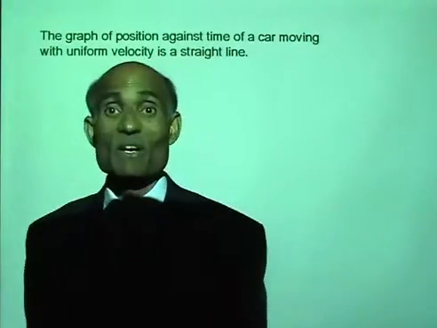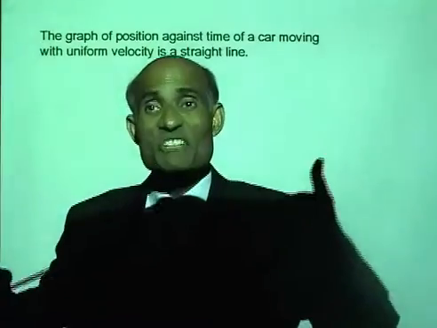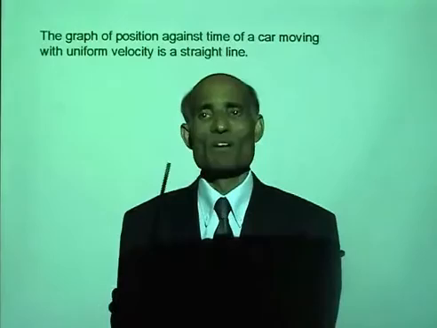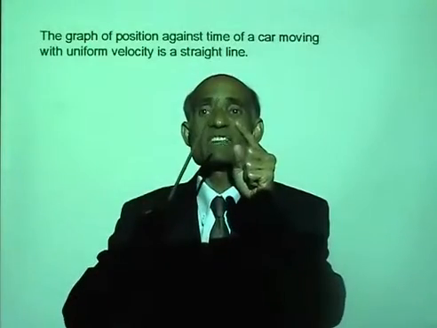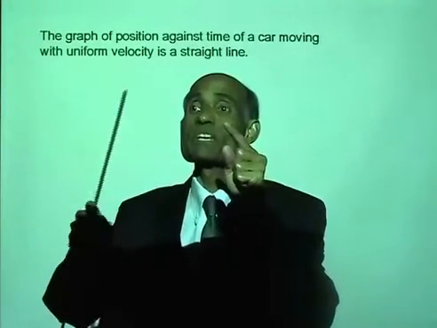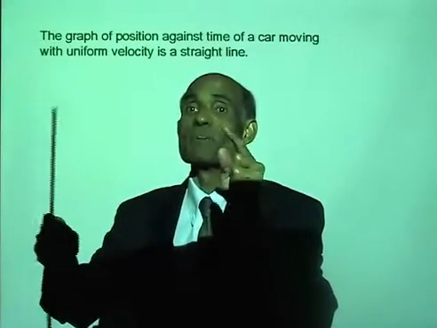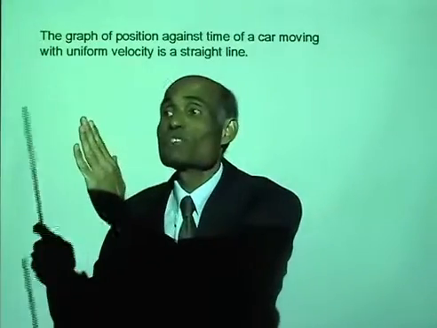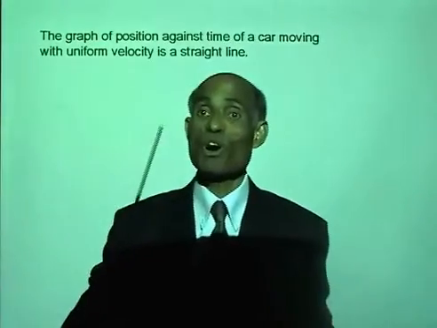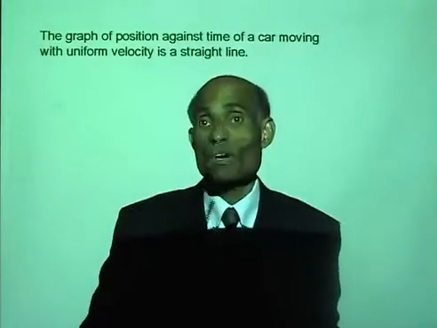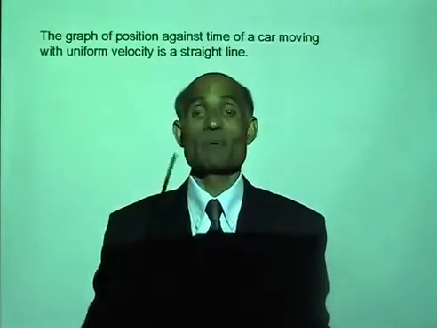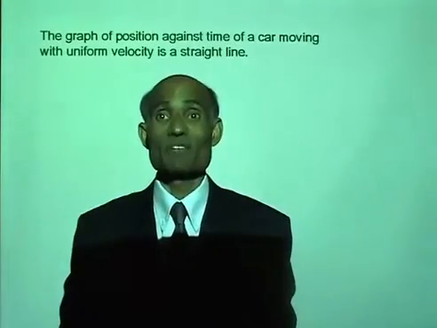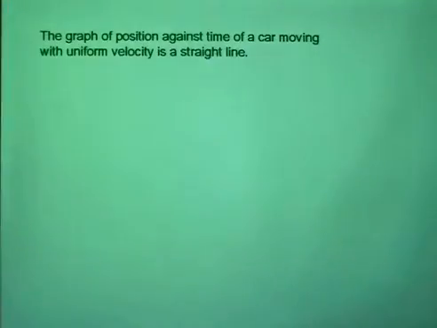Now, you know that if the velocity is uniform, what is the meaning the velocity is uniform? Velocity is uniform means each second the increase in distance is the same. Each second the car travels the same distance. So if you draw a graph of position against time, distance against time, that will be a straight line. Is that right? Yes.